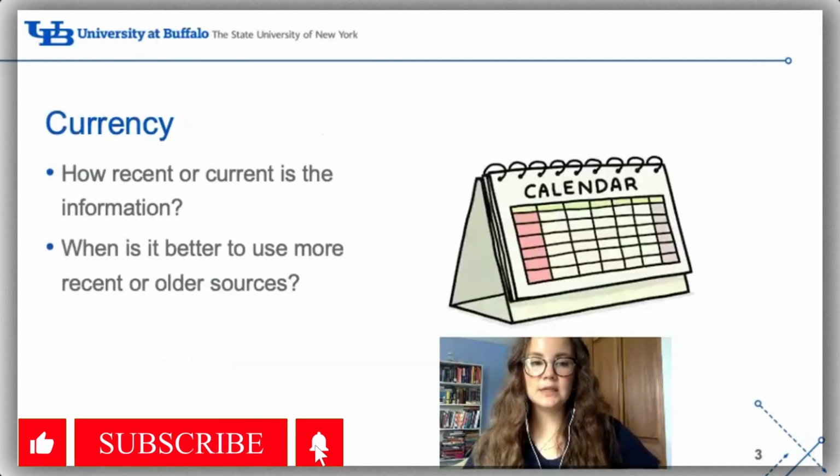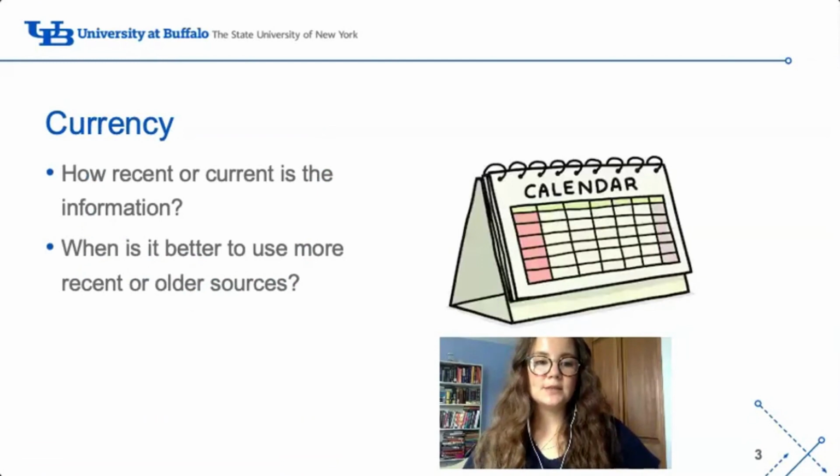Let's start with currency. This has to do with how recent or timely the information contained in a source is. As a general rule, you should try to find the most recent information on a given topic when using it in a research paper or project. For example, if you were writing a paper on artificial intelligence, you might want to look at resources that were published more recently as opposed to something written, say, 10 years ago.